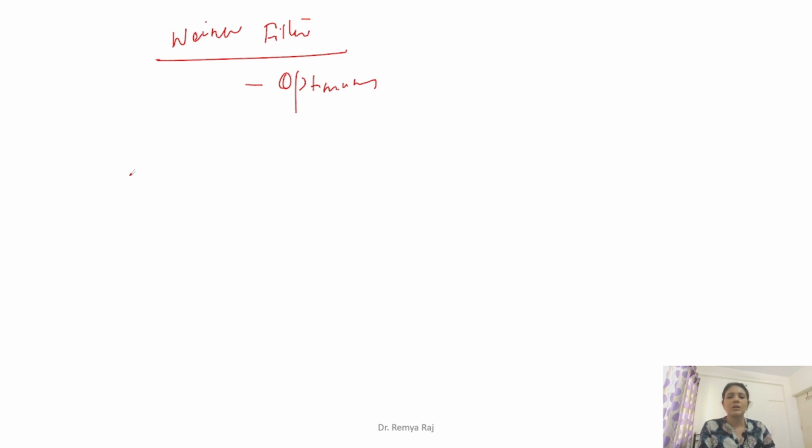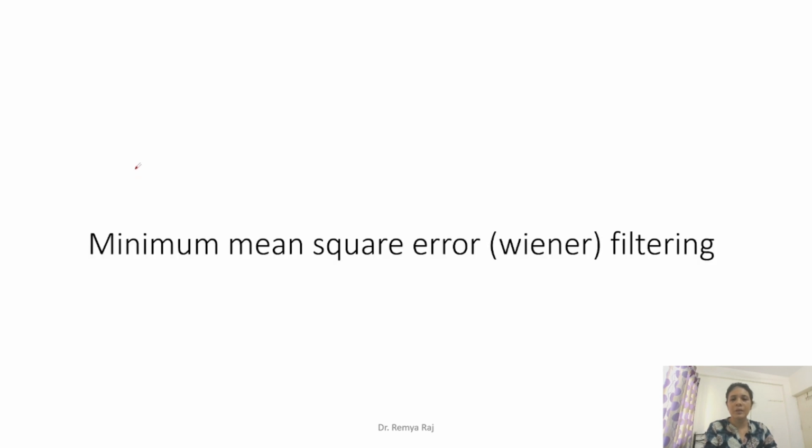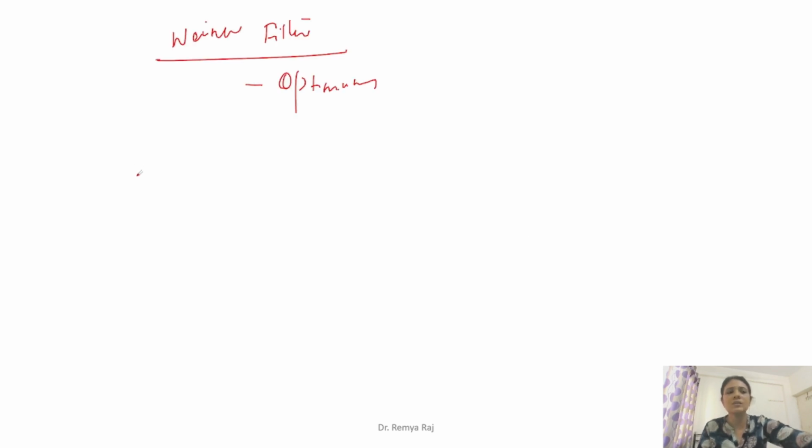So how are we going to calculate the Wiener filter? The Wiener filter can be found by reducing the error. This Wiener filter is also called the minimum mean square error filter. Why do we call it a minimum mean square error filter? Because we find the Wiener filter by reducing the error in an image. So we start with the derivation.